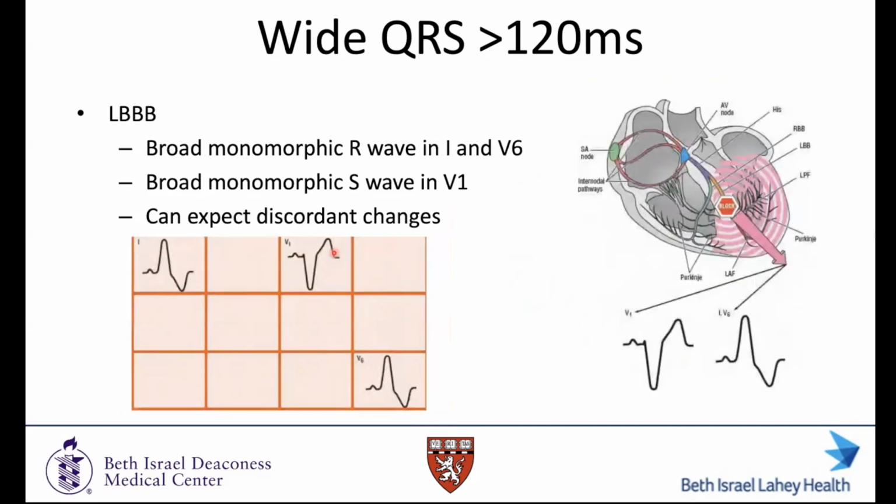A left bundle branch block also has a wide QRS. And then we have these broad monomorphic R waves in 1 and V6. And then we have our broad monomorphic S wave in V1. You can also expect to see discordant changes here.